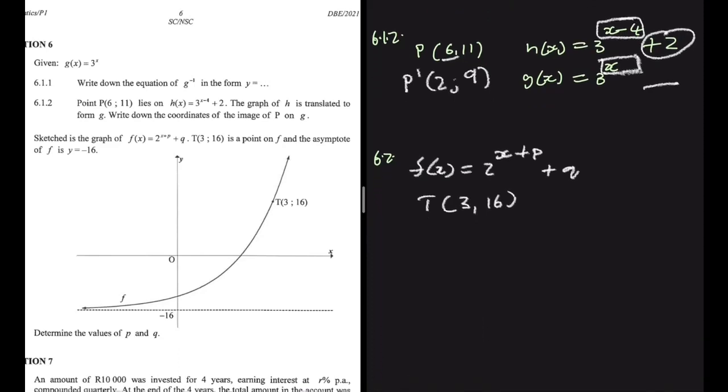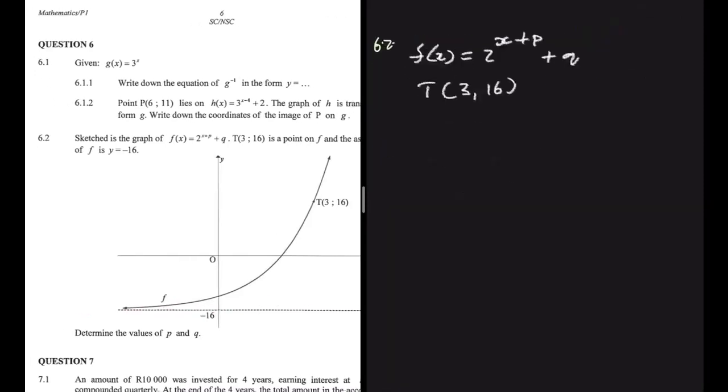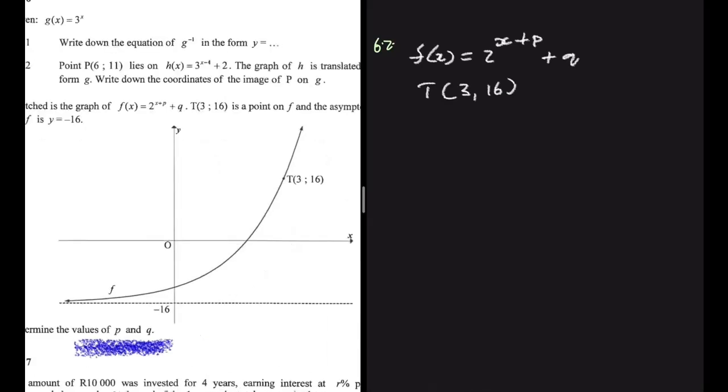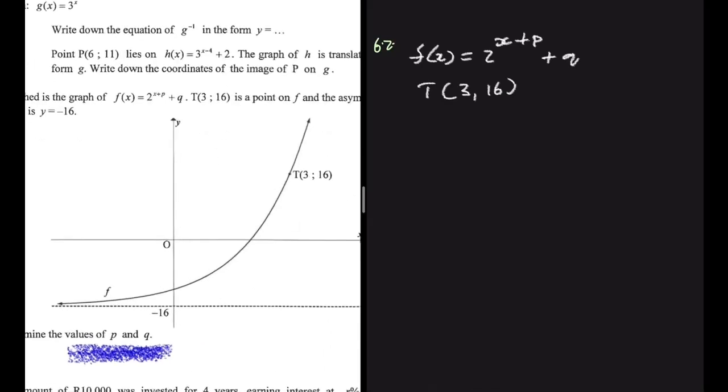Yeah, we can clearly see the asymptote on the graph we're given, right? And now the question is saying, let's determine the values of p and q. So how can we possibly do that? We're going to start by looking at the value of q, right? So we are interested in the value of q. So q is equal to minus 16.